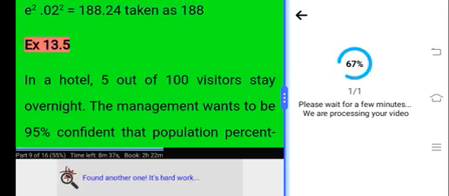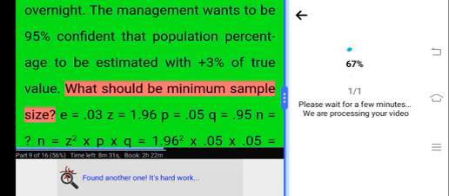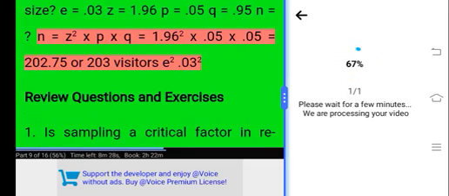Example 13.5. In a hotel, 5 out of 100 visitors stay overnight. The management wants to be 95% confident that the population percentage is estimated within plus or minus 3% of the true value. What should be the minimum sample size? E equals 0.03, z equals 1.96, p equals 0.05, q equals 0.95. n equals z² × p × q / E² equals 1.96² × 0.05 × 0.95 / 0.03² equals 202.75 or 203 visitors.